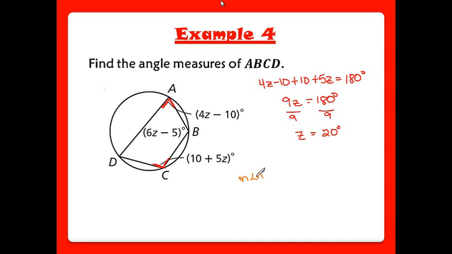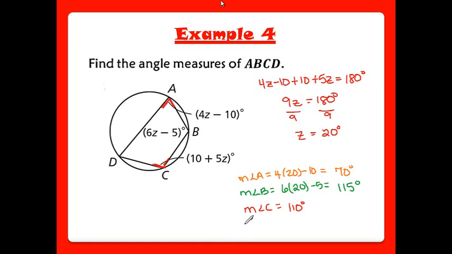The measure of angle A is 70 degrees. The measure of angle B is 115 degrees. I know the measure of angle C is supplementary to angle A. So I could substitute in z, or I could just subtract 70 from 180. It is 110 degrees.